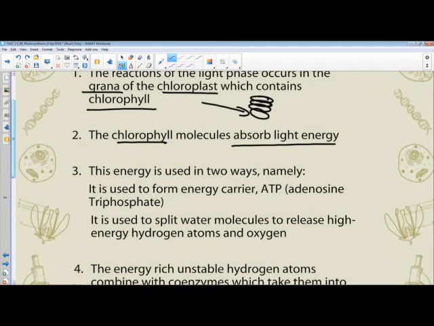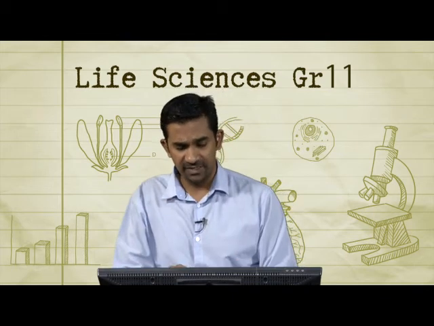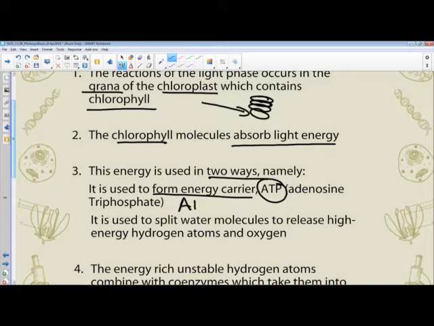The energy from the light is used in two ways. Namely, it is used to form energy carrier molecules called ATP, and ATP stands for adenosine triphosphate. Tri meaning three, and essentially it's a combination of ADP plus another phosphate molecule giving you ATP. So this stage is responsible for the production of adenosine triphosphate, and essentially it's a phosphate molecule that is added to adenosine diphosphate.